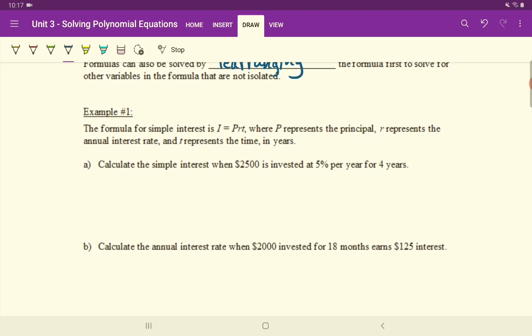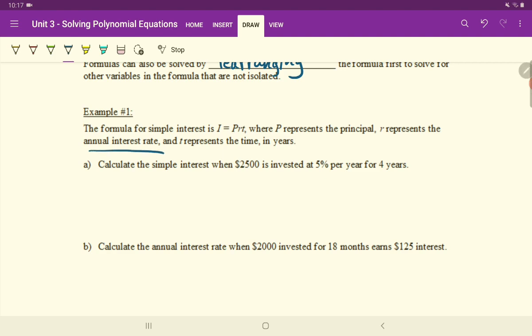Let's begin with a simple interest question. Very simple formula here, I equals PRT, where I is the interest earned, P is the principal, R represents our annual interest rate, and T represents the time in years.